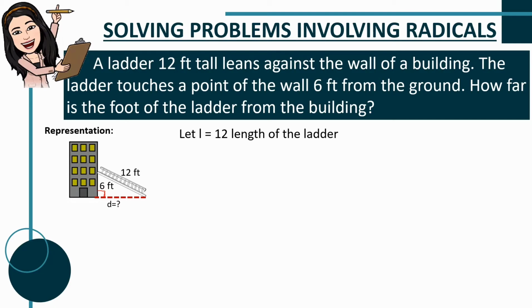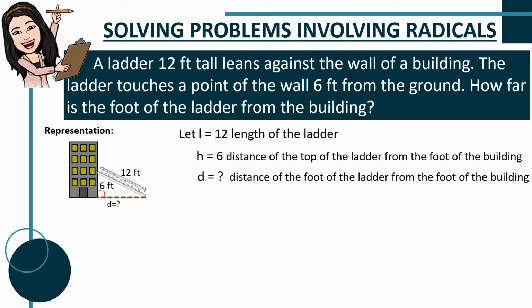Now, let's have our solution. Let us first represent, let L is equal to 12, and that is the length of the ladder. Ang H natin is equal to 6, which is the distance of the top of the ladder from the foot of the building. And let D be the distance of the foot of the ladder from the foot of the building. Okay? Now, let us have solution.